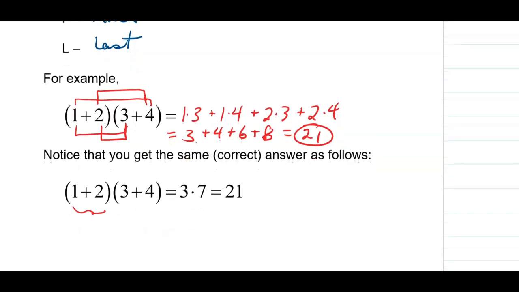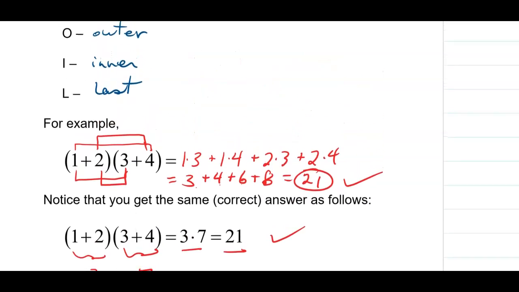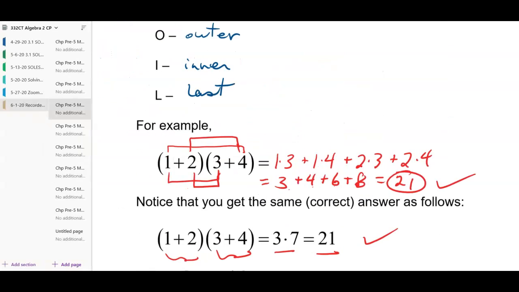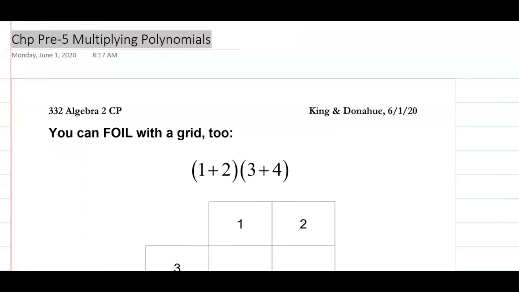And here we could just check our work. 1 and 2 is 3. 3 plus 4 is 7. 3 times 7 is 21. We're good. So that's a quick look at FOIL where we're just looking at numbers. We're going to go to more complicated looking binomials now.